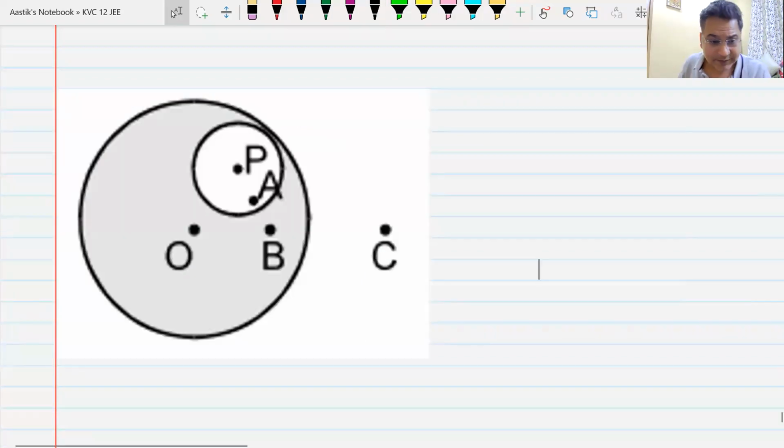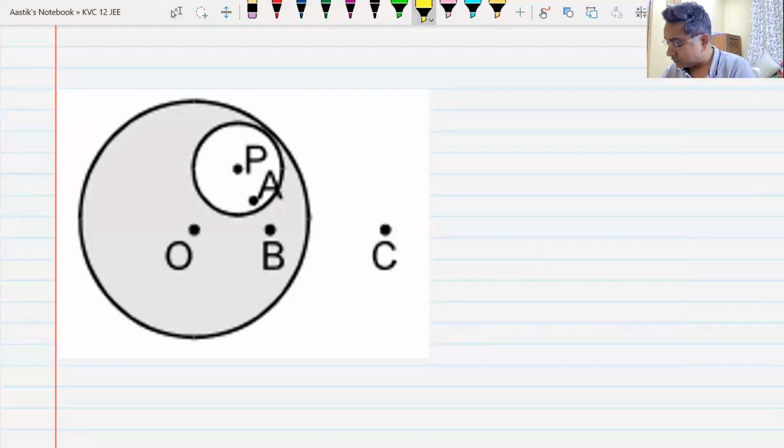Chalo, let me move on to the second point, and I will take the easier one first. So now the easier one is point A. This point A is any general point inside this hole.